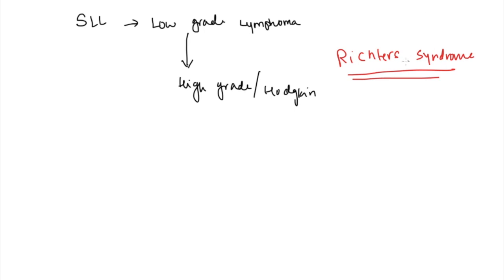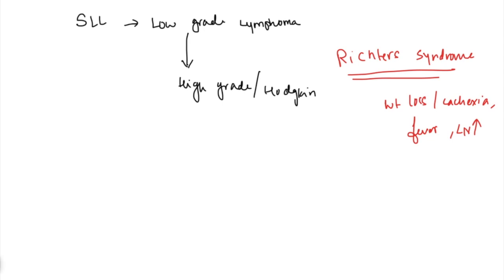So what are the features that are suggestive of this transformation? It could be like, right, cancer. So we'll have weight loss, then cachexia, then fever, and lymph node involvement, right? More lymph nodes are involved, and there will be a rapid increase in their size also. So these are the features suggestive of Richter syndrome.